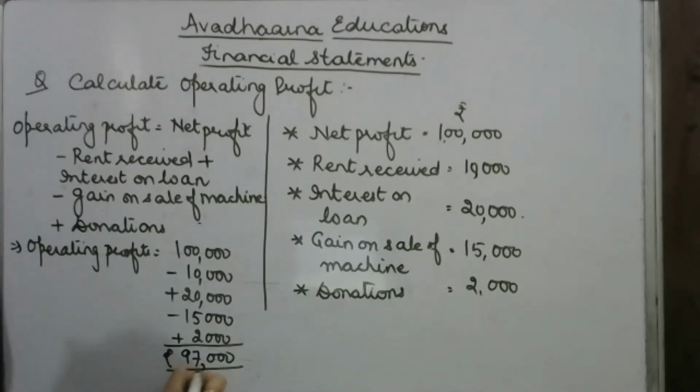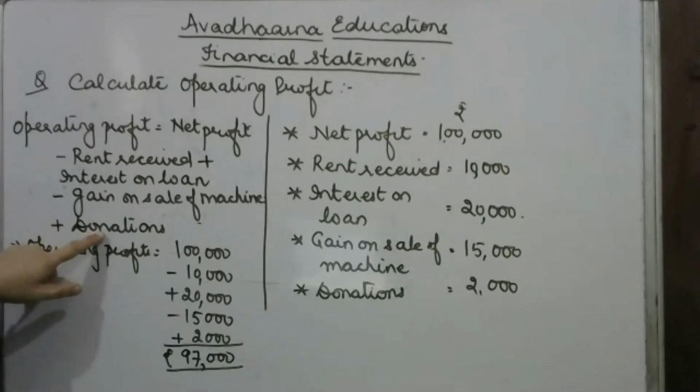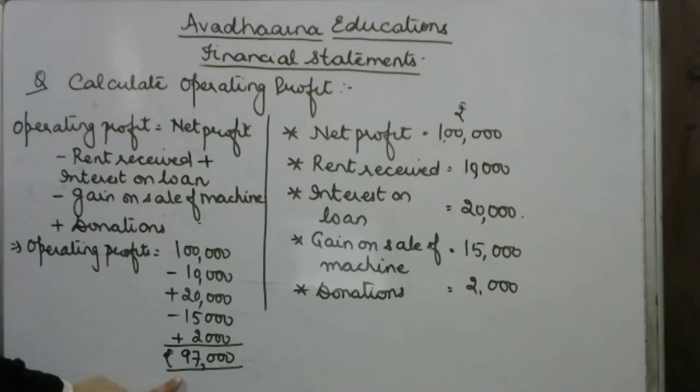profit will be 97,000. अगर क्वेश्चन में सिर्फ डोनेशंस लिखा हुआ है तो इसका मतलब ये डोनेशंस पेड है. डोनेशन रिसीव स्पेसिफिकली मेंशन होगा. And you see we have subtracted all the non-operating income and added back all non-operating expenses and we got the figure of operating profit. I hope the concept of operating profit is now clear to everyone.